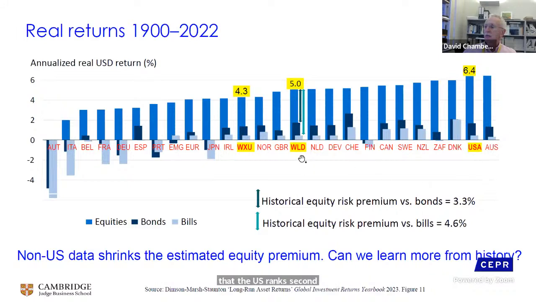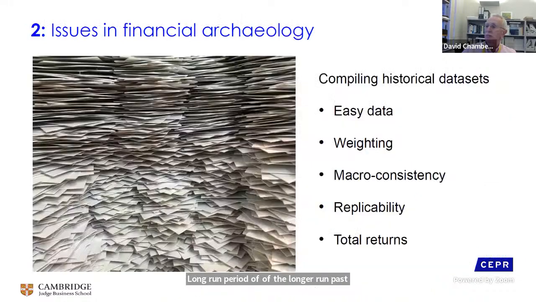If we say, well, we want to not just focus on the US experience or the experience of any particular country, but look at global equities as a whole, which is shown as the world here, then you'll see that the total return of global equities over this period was 5% in real terms, which generated an equity risk premium over bonds of 3.3% and an equity risk premium over bills of 4.6%, which looks very good. One question we would like to know is, how representative is this long run period of the longer run past, and what can it help us say about the future?